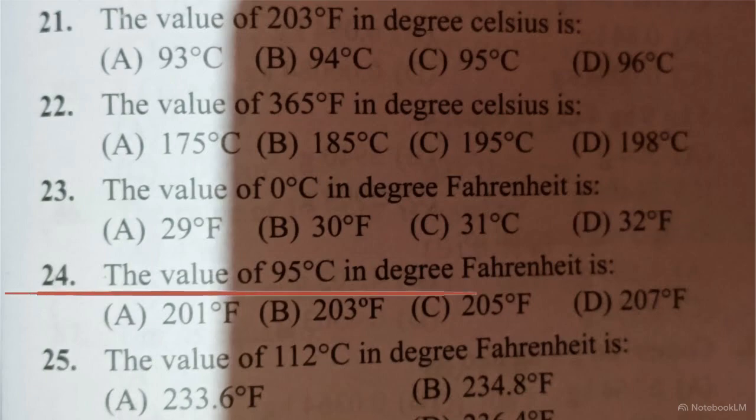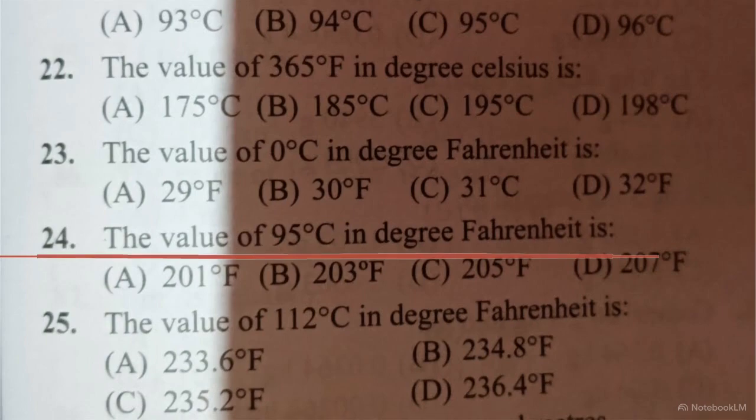Moving to question 24, we convert 95 degrees Celsius. This is the exact inverse of question 21. We prove it by running the numbers. 95 times 1.8 is 171. Add 32, and we arrive back at 203 degrees Fahrenheit, option B.